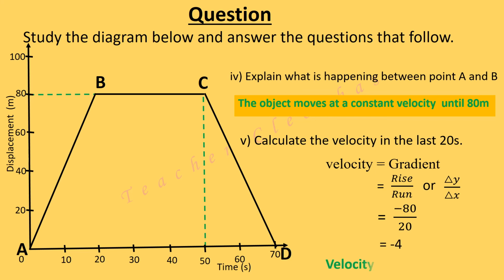This negative 4 is supposed to be our velocity, showing that the body is moving backwards. That negative only indicates the direction, which is backwards, and the unit is supposed to be meters per second.